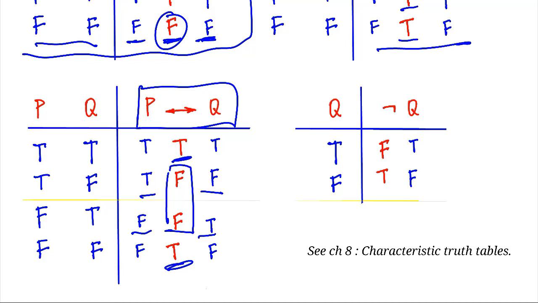So for this one, we use negation, we just have one letter. If Q, or whatever letter, is true, then the whole thing, not Q, is going to be false. If Q is false, then the whole thing is going to be true.